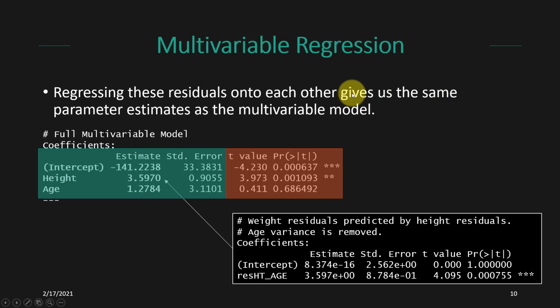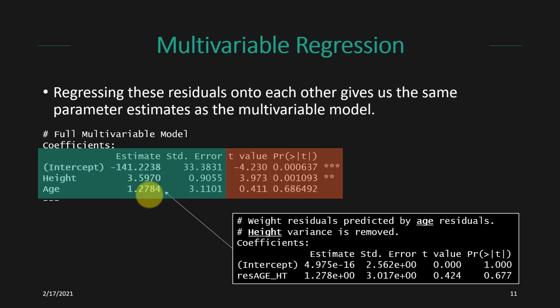Just to put all of that onto the same screen, here's our original multivariable model, where we had an intercept of negative 141, height had a slope of 3.597, and age had a slope of 1.278. If we look at the individual regressions where we first took the variability due to age out, we had a slope of height of 3.597, so that matches. This effect of height is the relationship between height and weight after the variability in age has been removed. Similarly, this slope for age of 2.784 is the effect of age after the variability due to height has been removed.